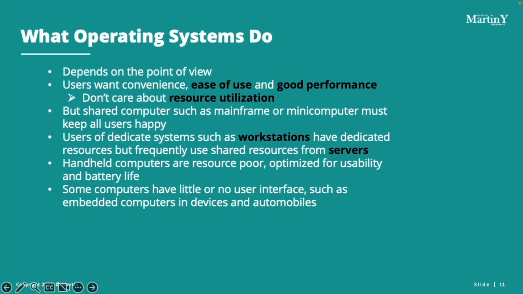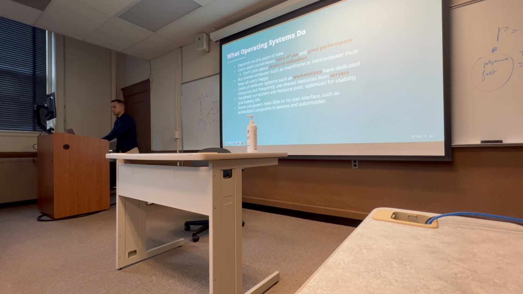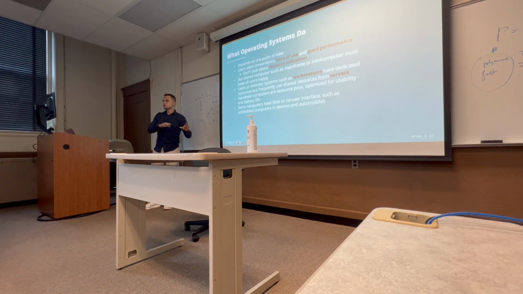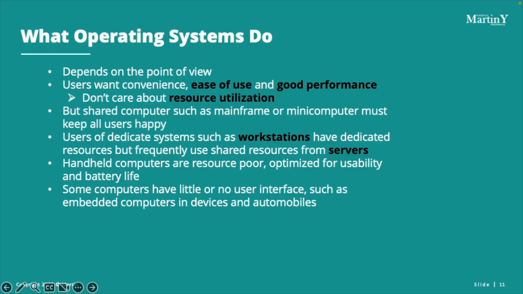Okay? So, as I said, when you're dealing with operating systems, there are really two points of view. One point of view is from the user perspective, and the other is from the system perspective. So, as a user, what would you want in an operating system? Let's say you're a user, what are your requirements for an operating system? What would you like from it? Ease of use. Ease of use? Okay, good. Anything else? Good performance? Yes.